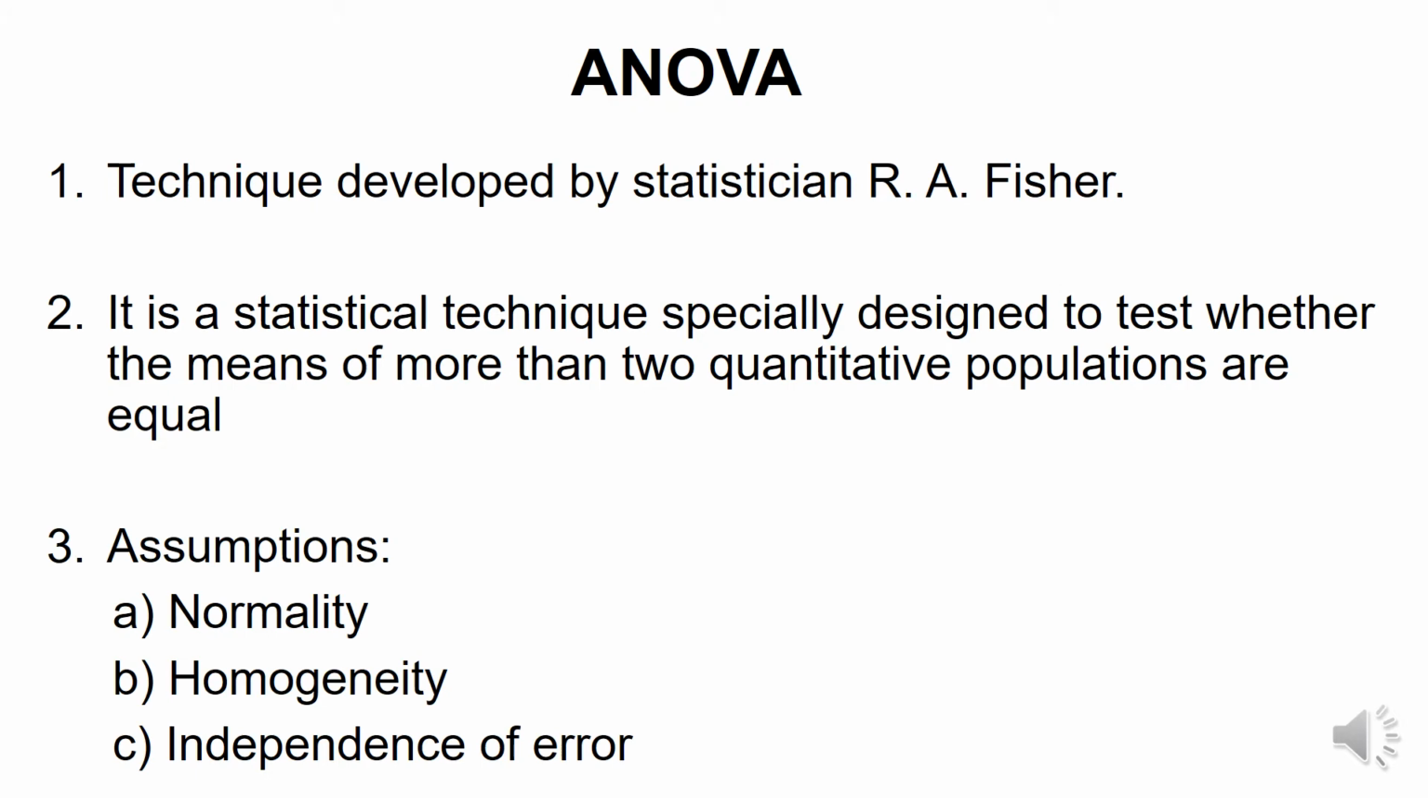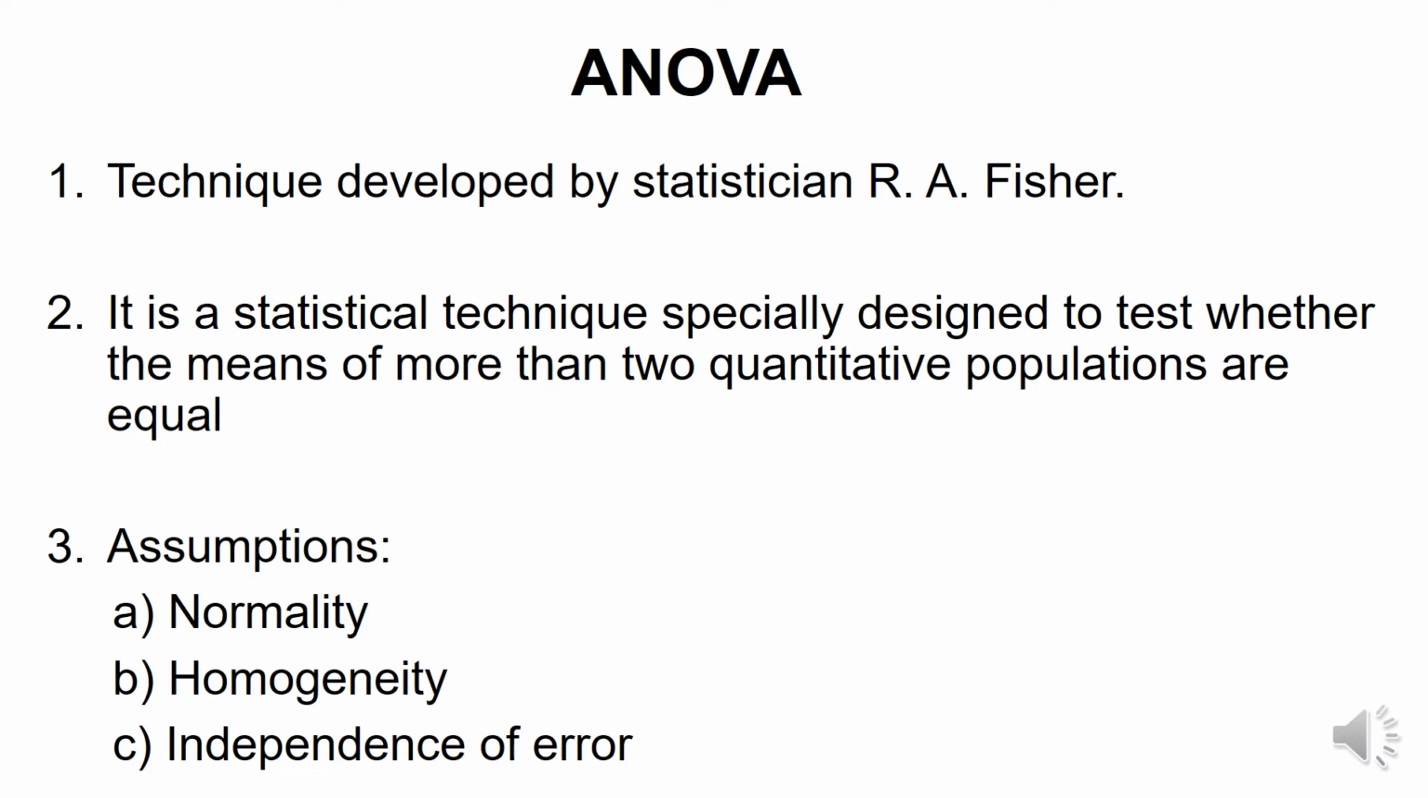Statistician R. A. Fisher developed the technique of analysis of variance, abbreviated as ANOVA. It is a statistical technique specially designed to test whether the means of more than two quantitative populations are equal. Basically, it consists of classifying and cross-classifying statistical results and testing whether the means of a specified classification differ significantly.